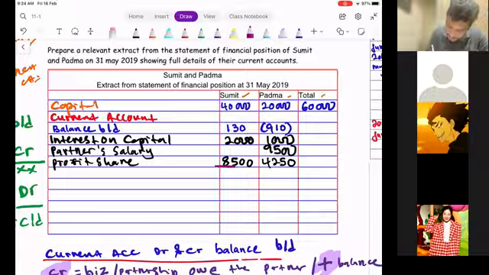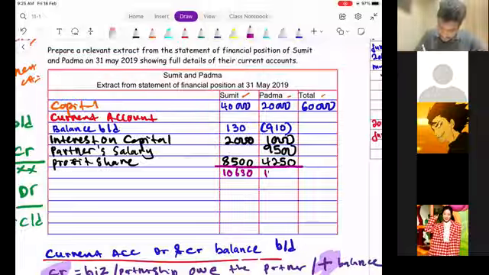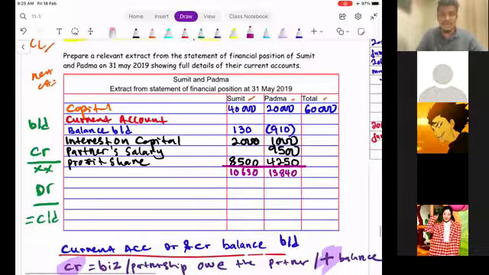Okay, I total up. How much total do you get for 130 plus 2,000 plus 8,500? I get 10,630. After that, negative 910 plus 1,000 plus 9,500 plus 4,250. I get 13,840. Are you following me?